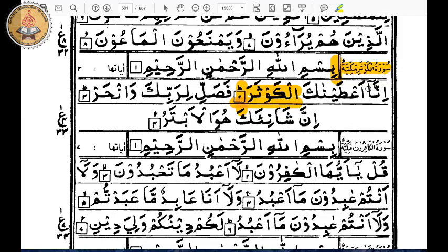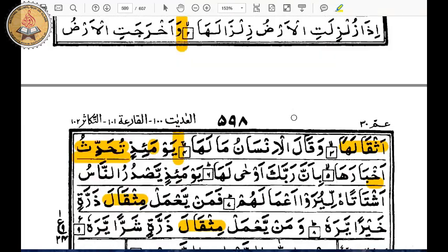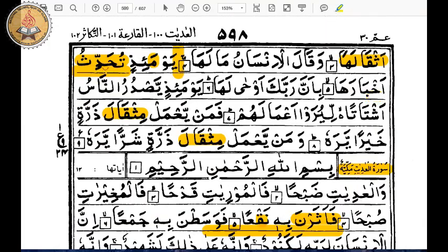Could you please recite Surah Al-Kawthar as well, please? أعوذ بالله من الشيطان الرجيم. بسم الله الرحمن الرحيم. إنا آتيناك الكوثر. Okay. And on this, just recite this word over here that's highlighted. Al-Kawthar. Good, very good.